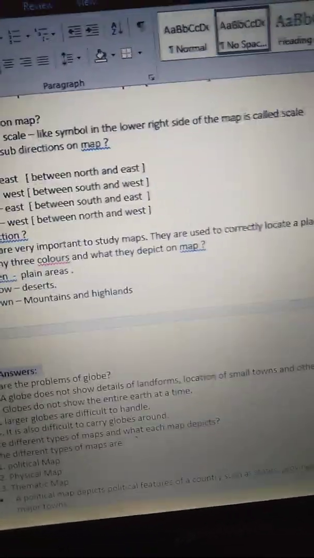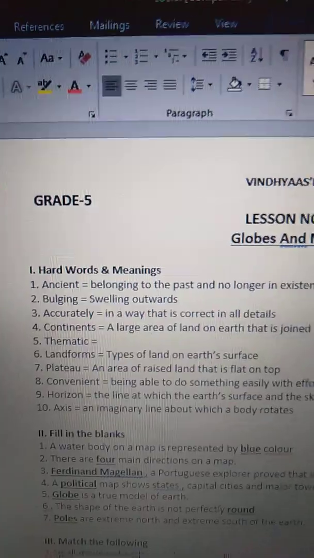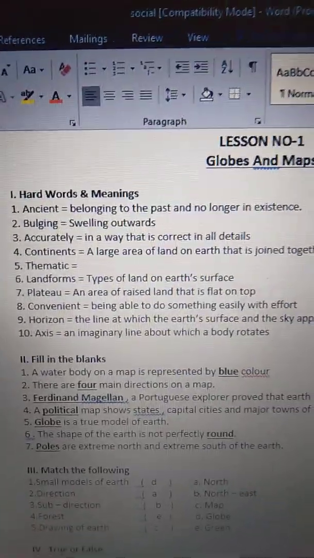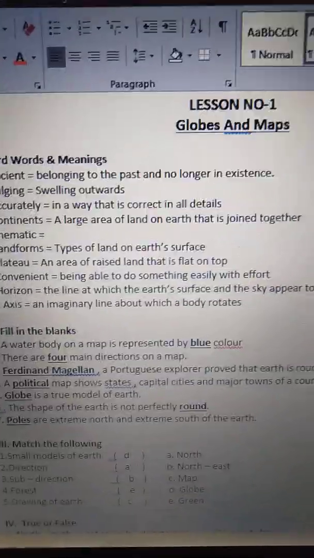So children, all of you go through these long answers, short answers, match the following, true or false, fill in the blanks, hard words and meanings. I am going to conduct a test for you on this first chapter tomorrow. So prepare well for your exams, okay.